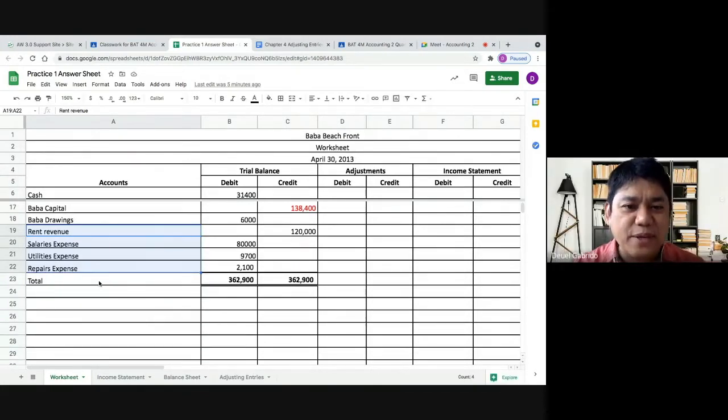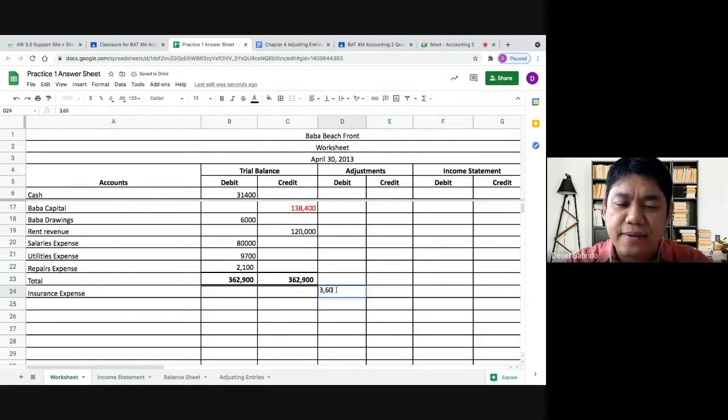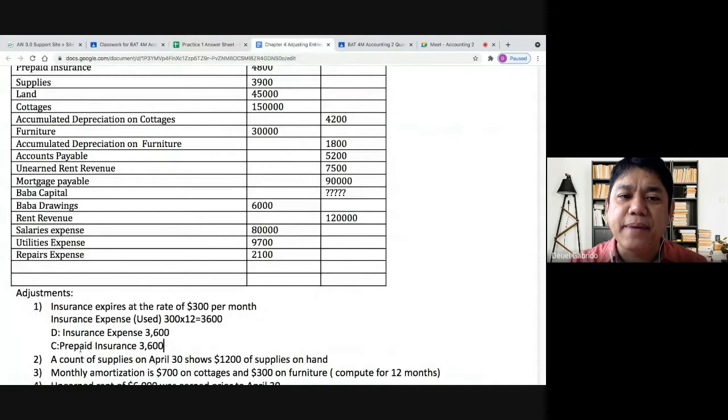Okay, so what shall we do? We will add it. Okay, insurance expense. What's the amount again? 3,600, right? Okay, so I'll put that in the adjustment section, debit, 3,600. And then, what's the other adjustment? The prepaid insurance credit, 3,600, because it must decrease by this amount.